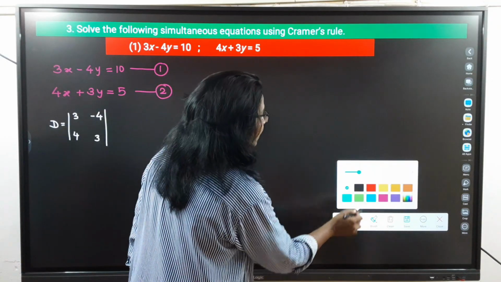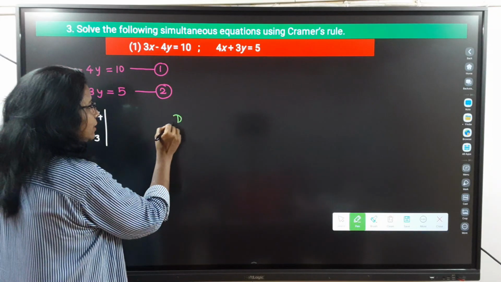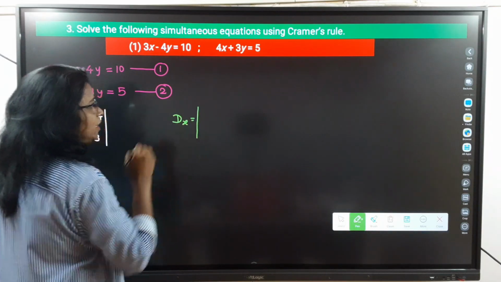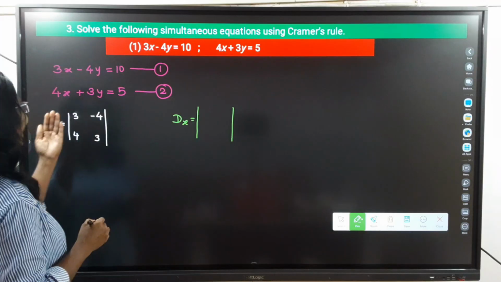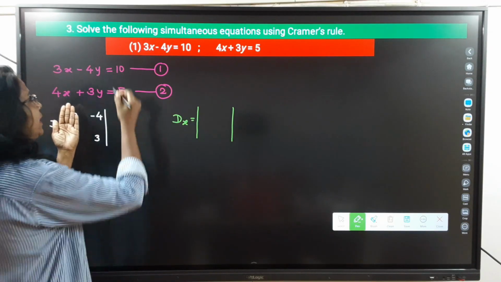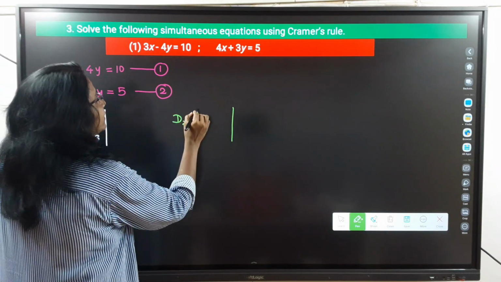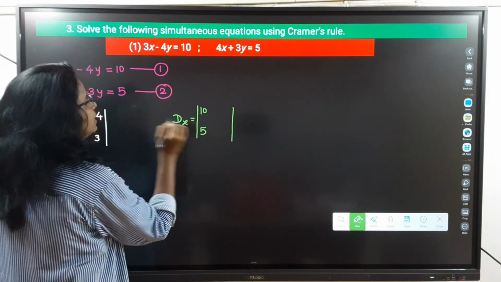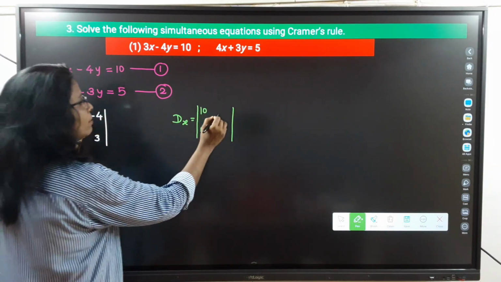In such a way we arrange the determinant D. Then, students, we arrange D of x, the determinant of x. So how can we arrange this determinant? In the given determinant we first hide the first column, and in that place we write the constant. We write the constant in the place of the first column. Then write down the second column as it is.